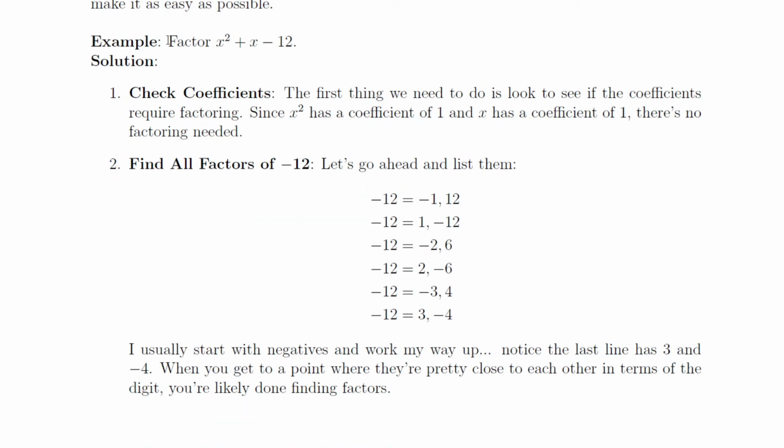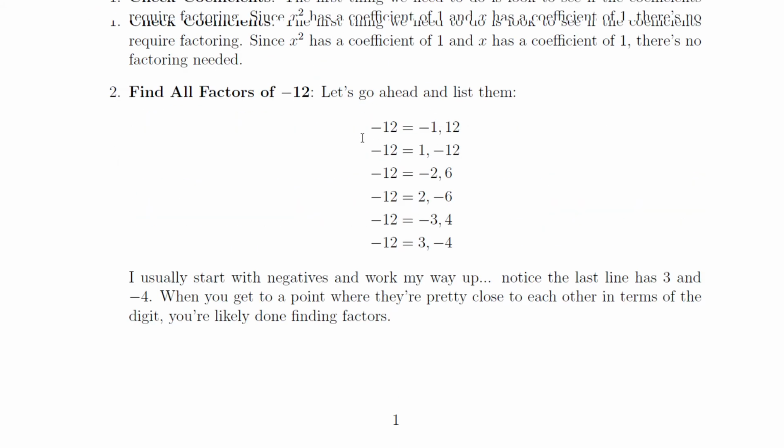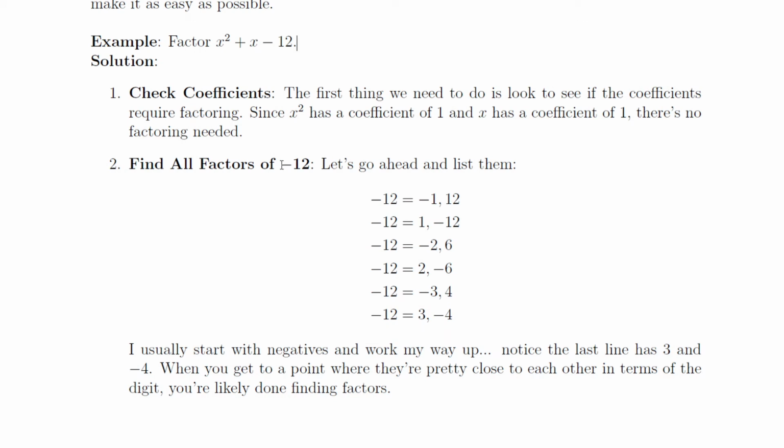Here I list out specifically an example, x squared plus x minus 12. And then, again, just another procedure. So we're looking at the very last thing, the coefficient, or I'm sorry, the constant term, so minus 12, and we're looking for all the factors of minus 12. So I list them all right here, minus 1, 12, 1, minus 12, and so on. Okay?